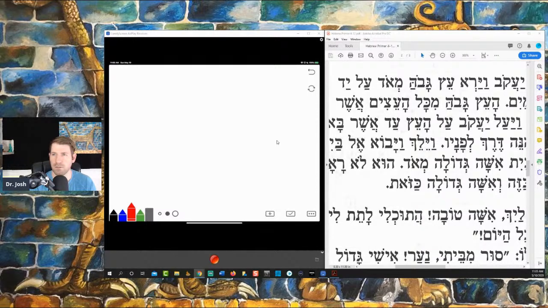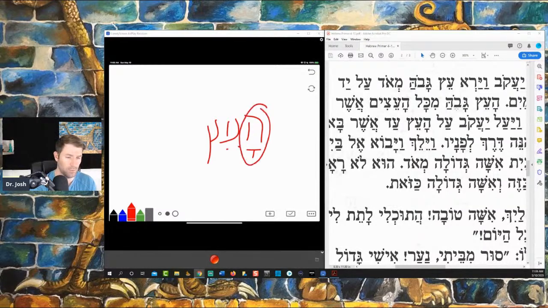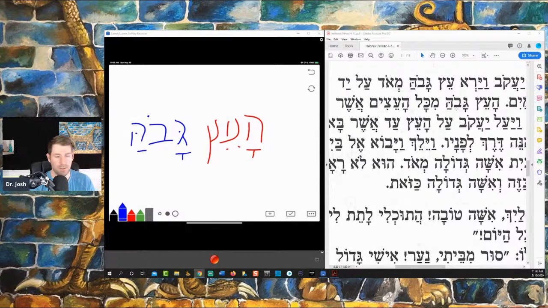Right. So cursor go. The tree gavoa. So what do you see here? Ha'etz, the tree. So we have the definite article here, compensatory lengthening, because the ayin won't take that dagesh. And then we have our adjective, which we've seen. Where is it? There it is. Gavoa. Does it have the definite article? No.